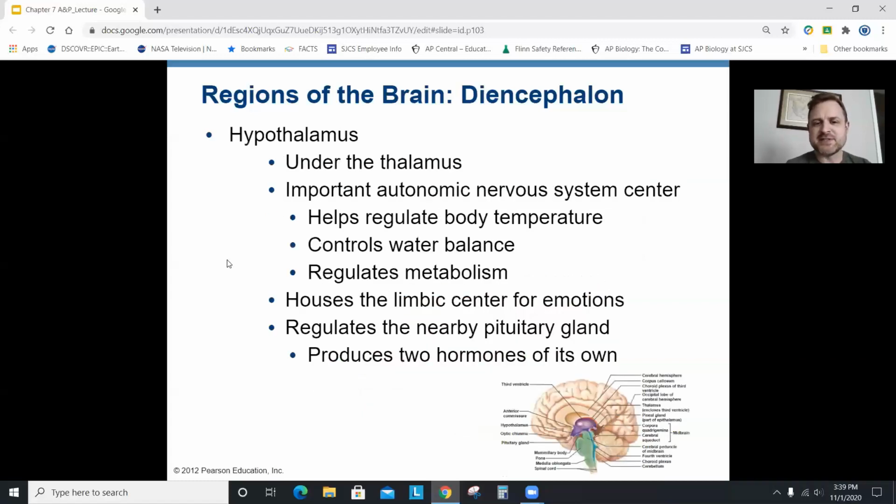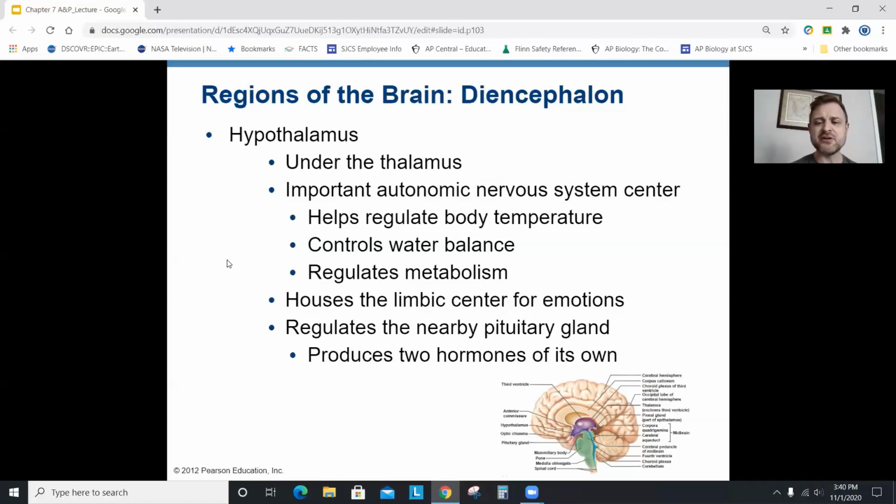The hypothalamus is under the thalamus. Think of it as sort of like the master control region for homeostasis. Your book calls it sort of like a thermostat. Your hypothalamus helps regulate things like your body temperature, your water balance, your metabolism. It helps keep you balanced in terms of homeostasis. It also houses the limbic center of your brain. The limbic center is sort of the emotional center. Things like hunger and thirst originate from the hypothalamus.